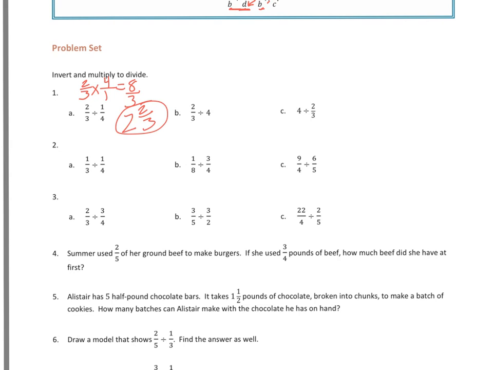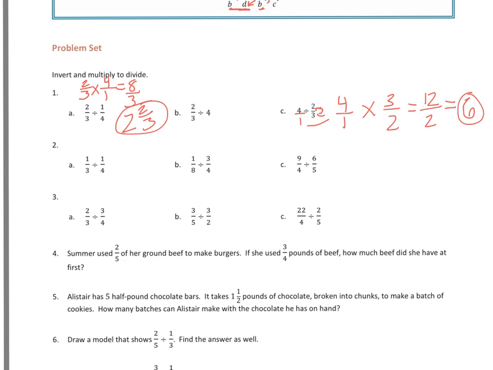Let's go to C. And to start with that, I have to have 4 over 1. I have to put it over 1 to make it a fraction. And I'm going to invert the 2/3 to 3/2, and I can multiply now. And I get 12 over 2, or 12/2, and that's the same as 6.